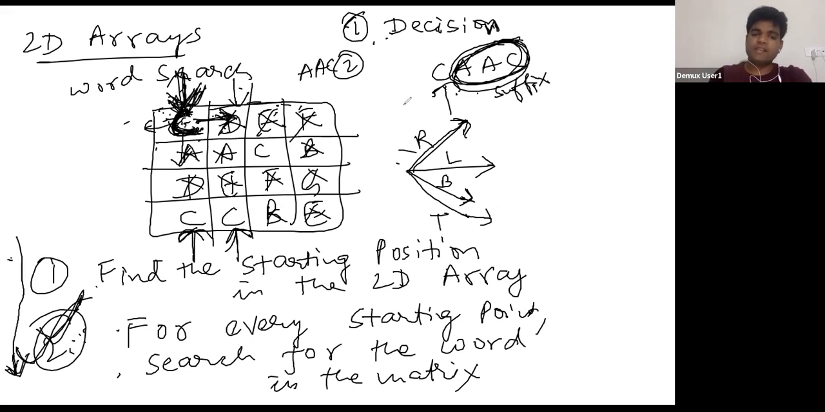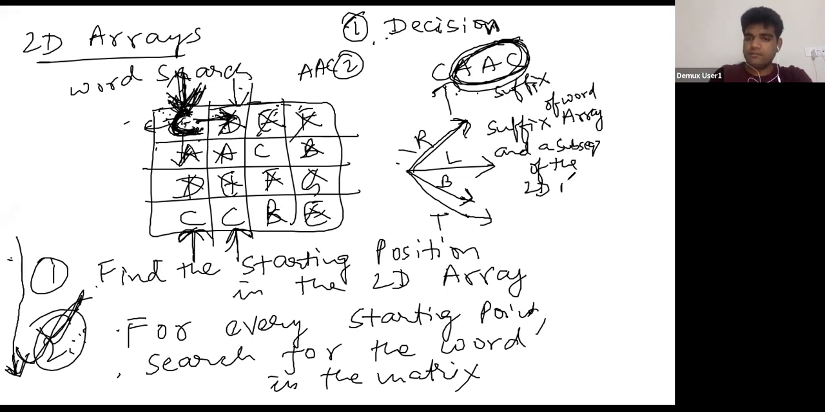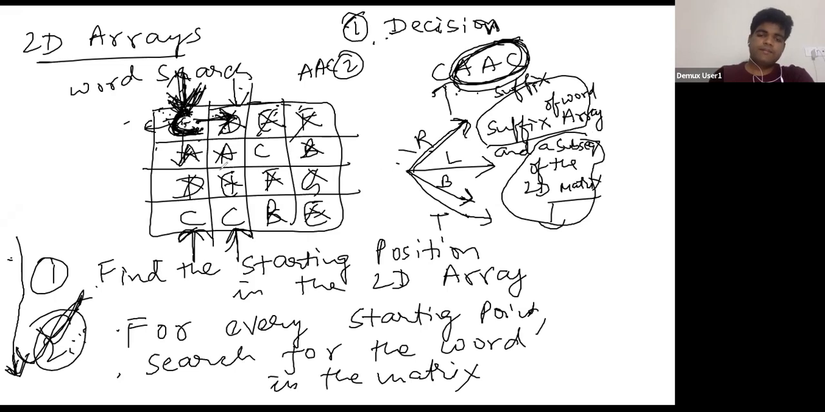So what are you left with? Basically you are left with a suffix array of the word and a subsequence of the 2D matrix, correct? This part I guess everyone gets. Can anyone tell me how is this a subsequence? Why isn't this a prefix array? This is still a prefix array, right? Or a suffix array? This is still a suffix array also, right?